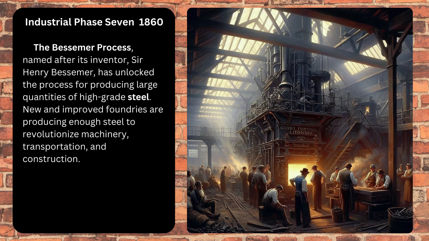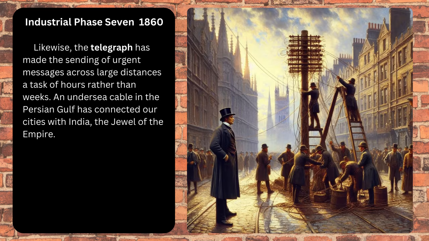Industrial Phase 7, 1860. The Bessemer process, named after its inventor, Sir Henry Bessemer, has unlocked the process for producing large quantities of high-grade steel. New and improved foundries are producing enough steel to revolutionize machinery, transportation, and construction. Likewise, the telegraph has made the sending of urgent messages across large distances a task of hours rather than weeks. An undersea cable in the Persian Gulf has connected our cities with India, the jewel of the empire.